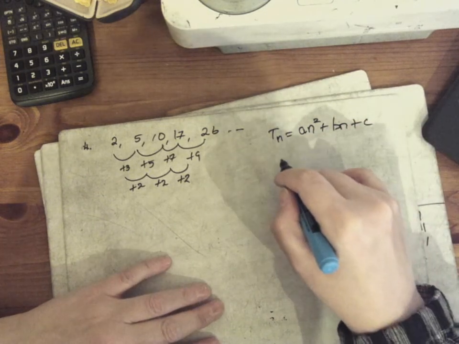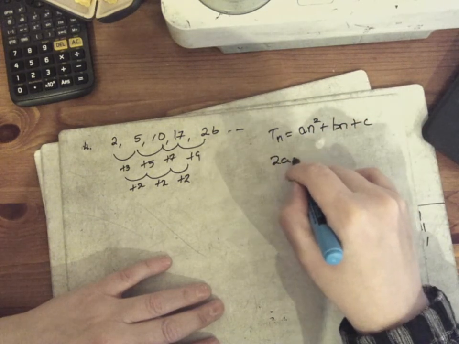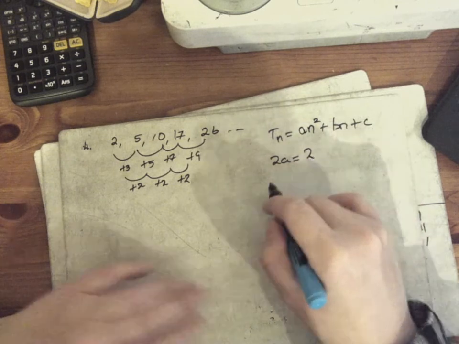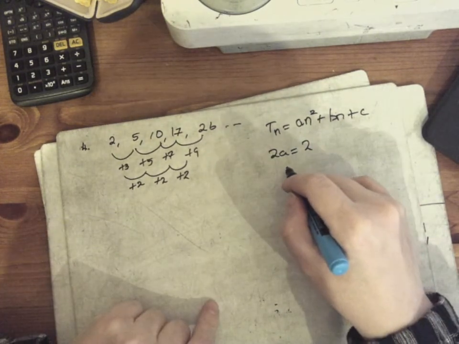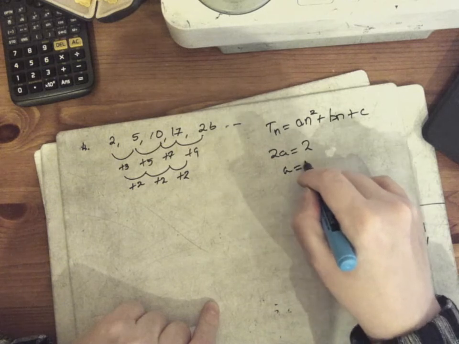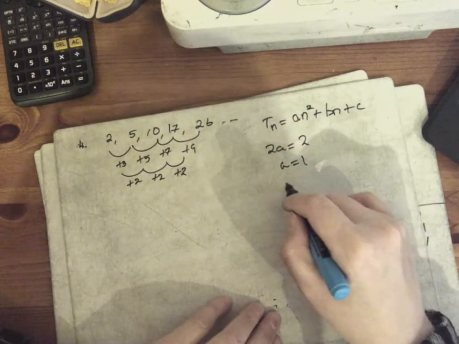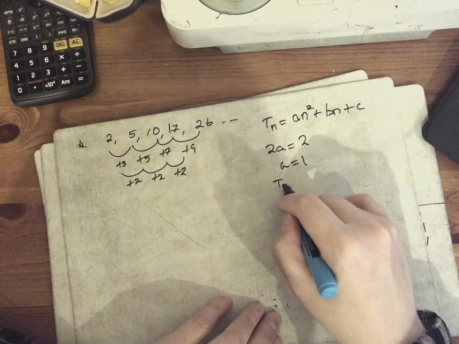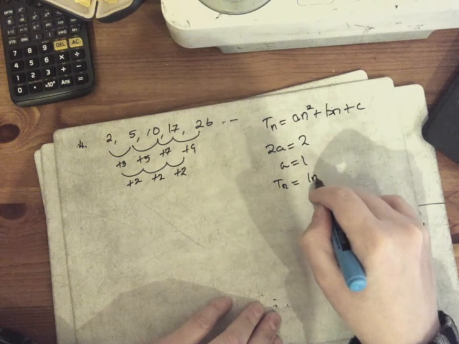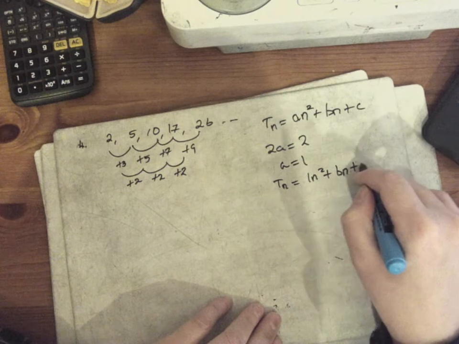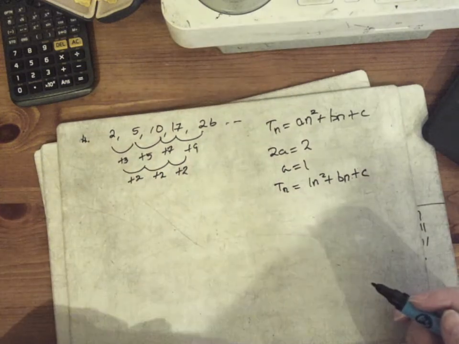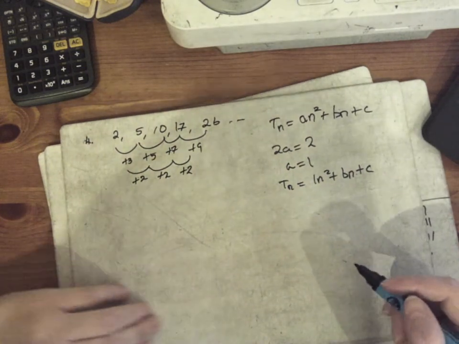Okay, and then the second thing is 2a is equal to 2. So that means 2a is equal to the second difference. Second difference is 2, so a is equal to 1. Divide both sides by 2. So Tn is equal to 1n squared plus bn plus c. So I found out what a is. Now I have to go off and find out what b and c are.